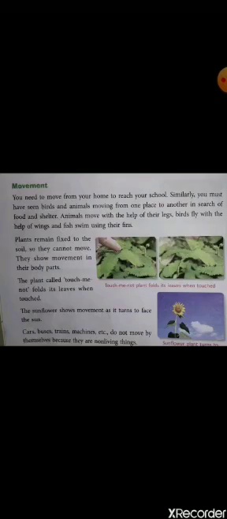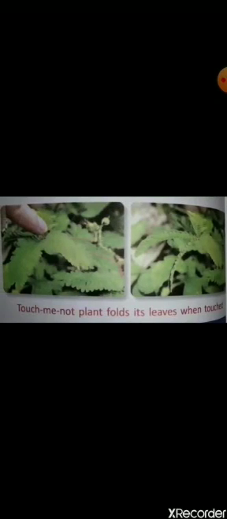But plants do not have legs and organs which help them to move. They remain fixed at a particular place. But they show movement in their body parts. Yes, in their body parts. For example, the plant called touch-me-not. When you touch its leaf, it folds its leaves. After touching, it folds its leaves.